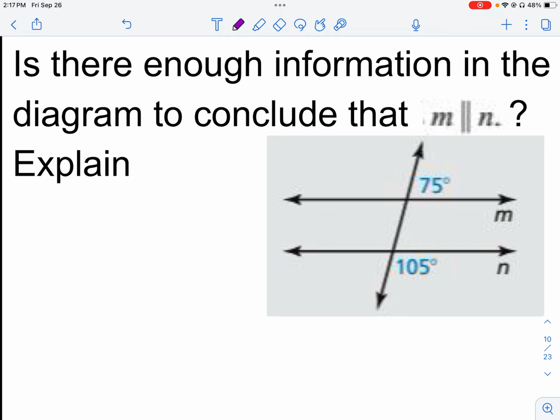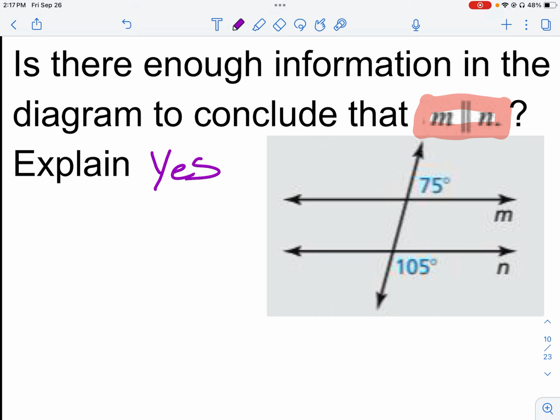All right. So pause and answer this question, restart, and we'll see how you did. All right. So can we conclude that line m and line n are parallel? Yes. How do we know?